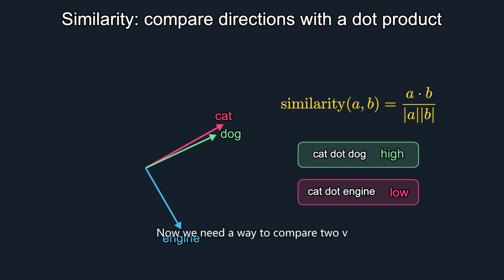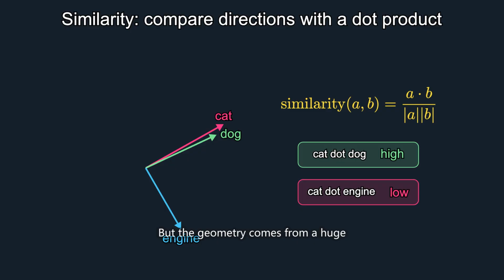Now we need a way to compare two vectors. A common tool is the dot product, often used as cosine similarity. If two vectors point in almost the same direction, the angle between them is small. Cat and dog point in related directions, so their score is high. Cat and engine point in very different directions, so the score is low.